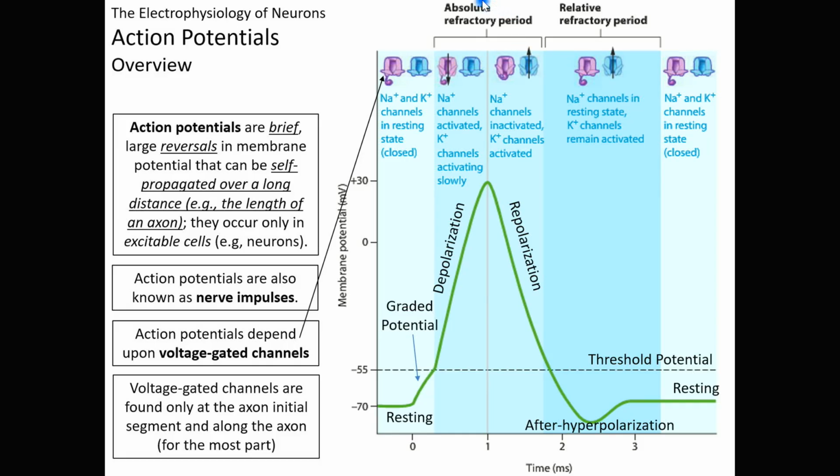So one is called the absolute refractory period. So during this period of time, you absolutely cannot get another action potential to be generated. And then you have, after that, the relative refractory period, where it's possible to generate another action potential, but it's relatively harder to do so, meaning that you would need a stronger stimulus to cause that second action potential to occur compared to the strength of the stimulus that was required for the original action potential.